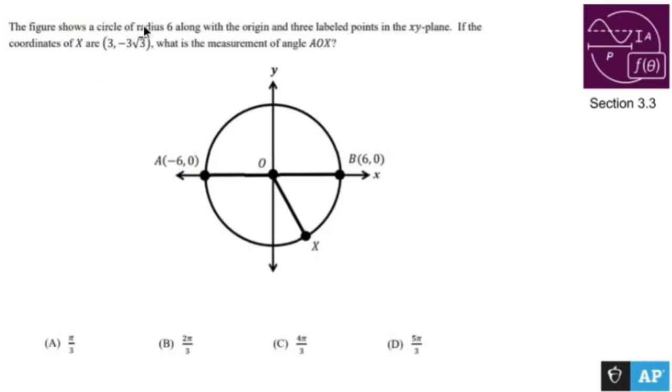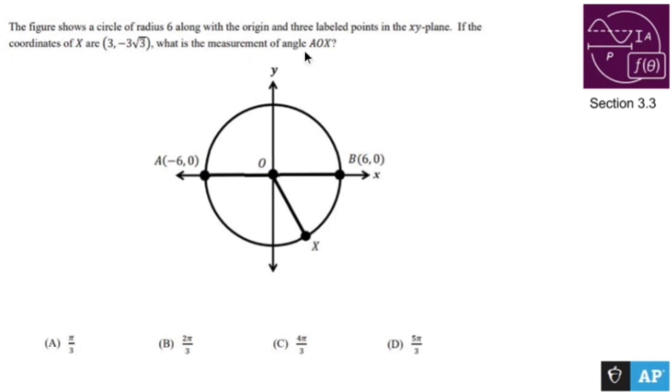The figure shows a circle of radius 6 along with the origin and 3 labeled points on the xy plane. If the coordinates of X are 3 and negative 3 root 3, what is the measurement of angle AOX?